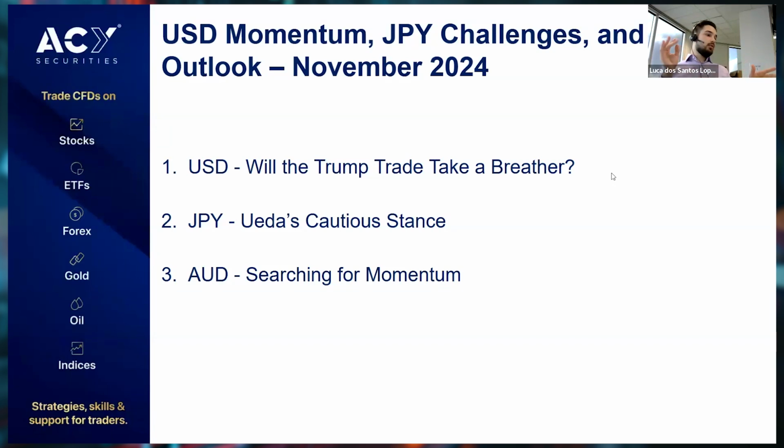I know we're already pretty much halfway through November, but I thought it would be cool to sit down and share what I'm looking at for the last few weeks of November. Will the Trump trade continue for the US dollar, or will it take a breather? With the Japanese yen, the Bank of Japan is more cautious in its stance and may not hike interest rates again. This is making the yen very weak, and it continues to lose traction. The Australian dollar is searching for some momentum.